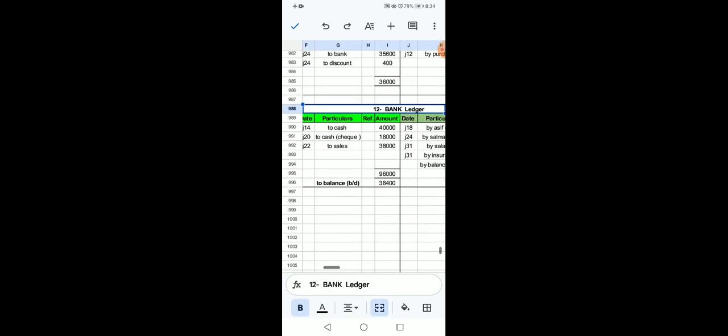These sums were calculated just for the reference. They are now unneeded to be written over here, so you may erase them. Ledger number 12 is completed. It was ledger of bank. It's time to see what is our next ledger.